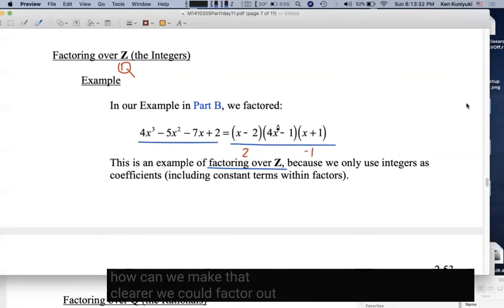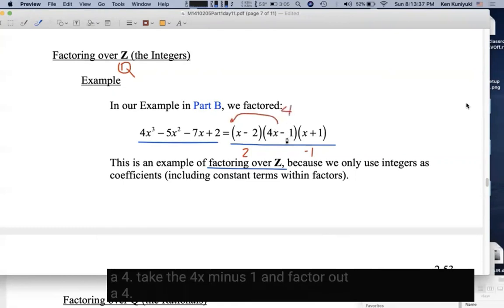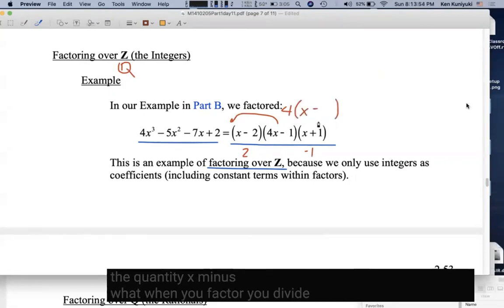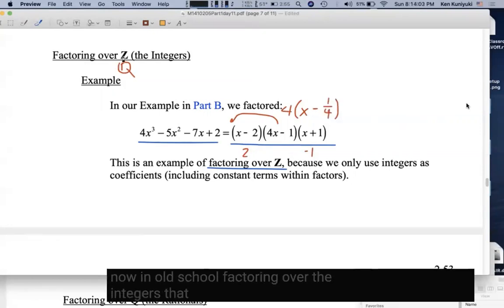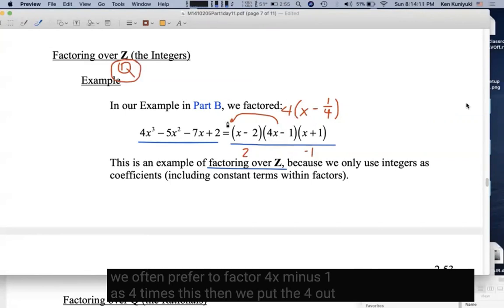We could factor out a 4. Take the 4x minus 1 and factor out a 4. When you factor, you divide. So how can you factor 4x minus 1? You can factor it as 4 times the quantity x minus 1/4. Now, in old school factoring over the integers, that would not be allowed. But if you're allowed to factor over Q, we often prefer to factor 4x minus 1 as 4 times this. And then we put the 4 out in front.